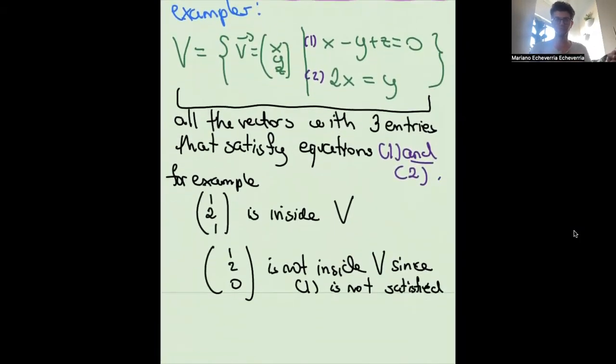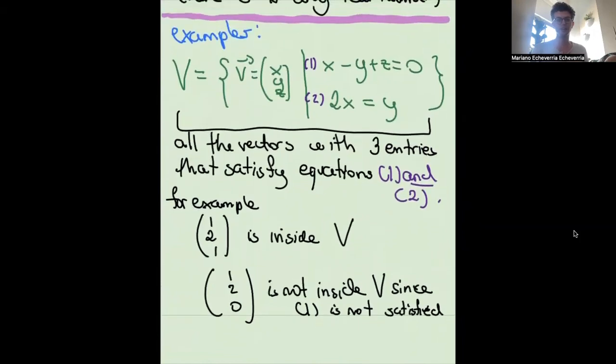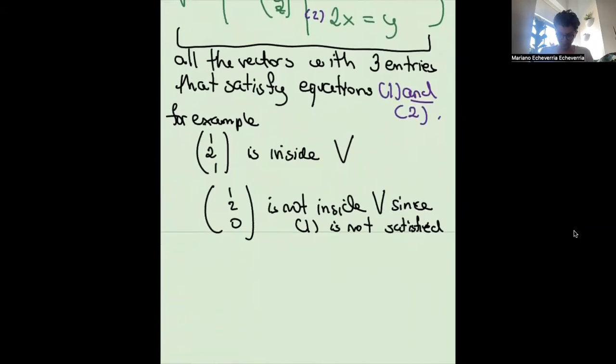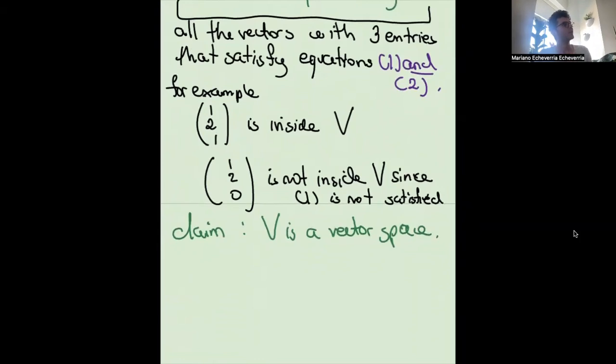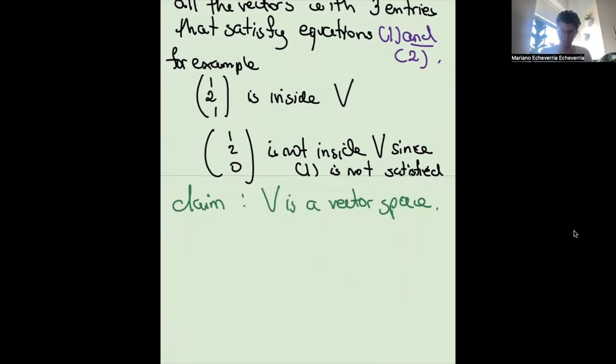But let's start just here. Again, let's start first with checking that this V is a vector space. So my claim is that V is a vector space. Again, we have to verify two things. The first one is that it has the sum property. So let's check first the sum property.